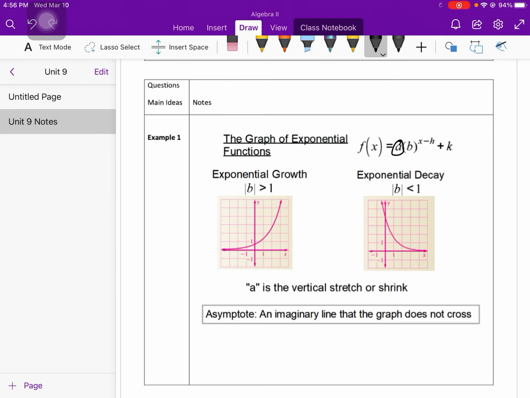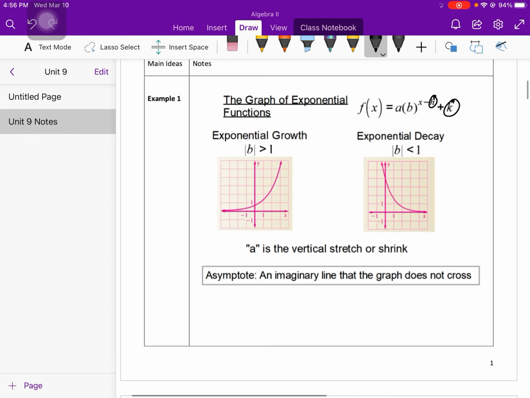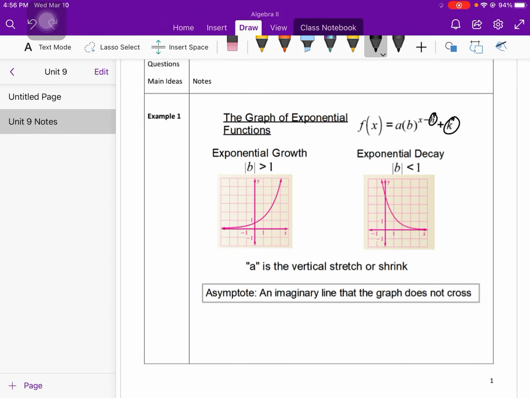You're going to notice some common parts here. Our a value is the vertical stretch or the shrink. We've seen that before with parabolas. And then we also, once again, see h and k. This is going to be our starting point. And then we also have asymptotes in these, and those are imaginary lines that the graphs do not cross. It's easier to see them once we start plotting some points.